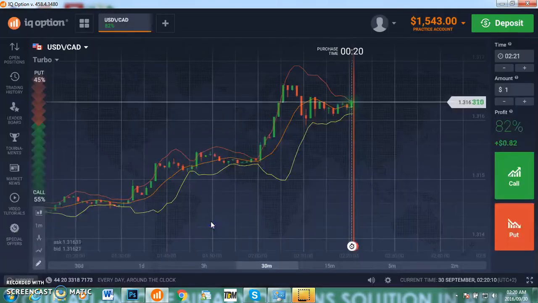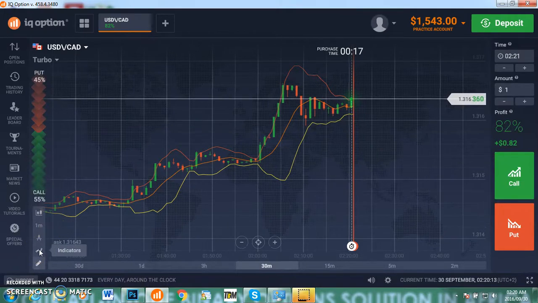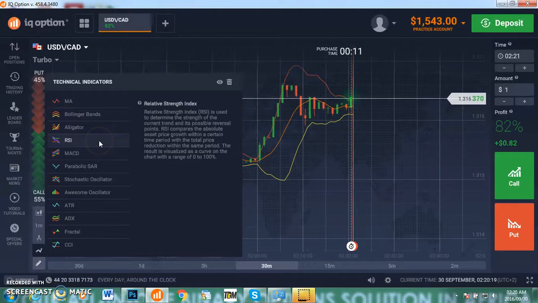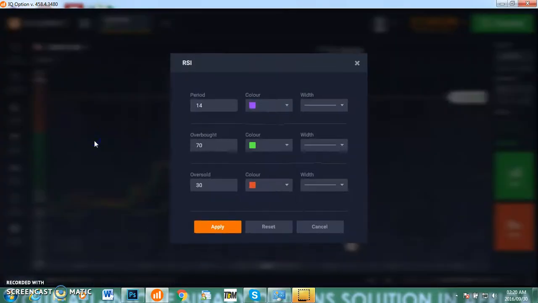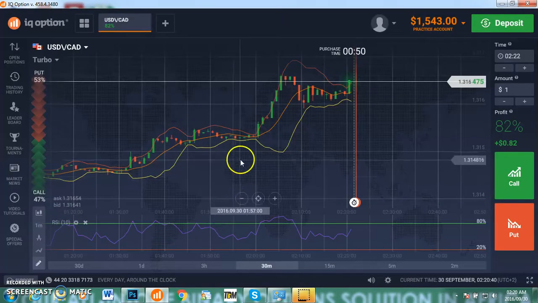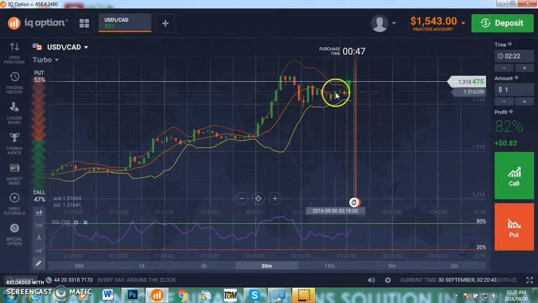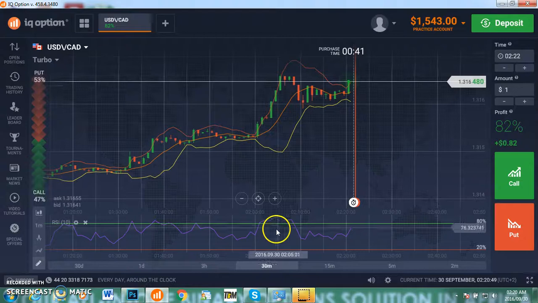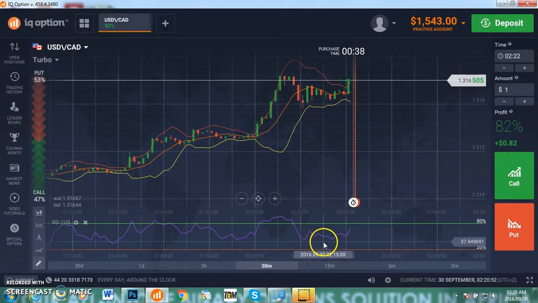Change it to 8 and apply, and come back to indicators again, and click on the RSI, the Relative Strength Index. Just click on it, and we're going to change this one to a 10. Change the period to 10, the overbought to 80, and the oversold to 20, and just apply. So the Bollinger Bands are these lines that are covering the candles, and the RSI is this part over here.